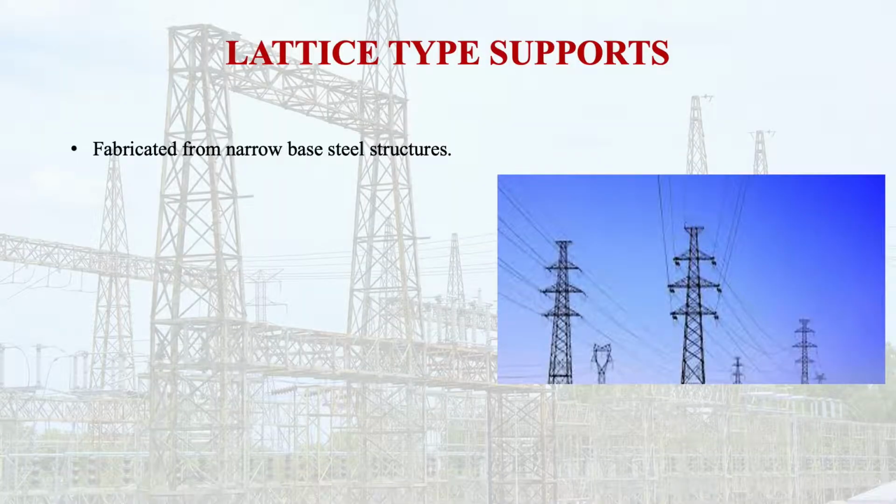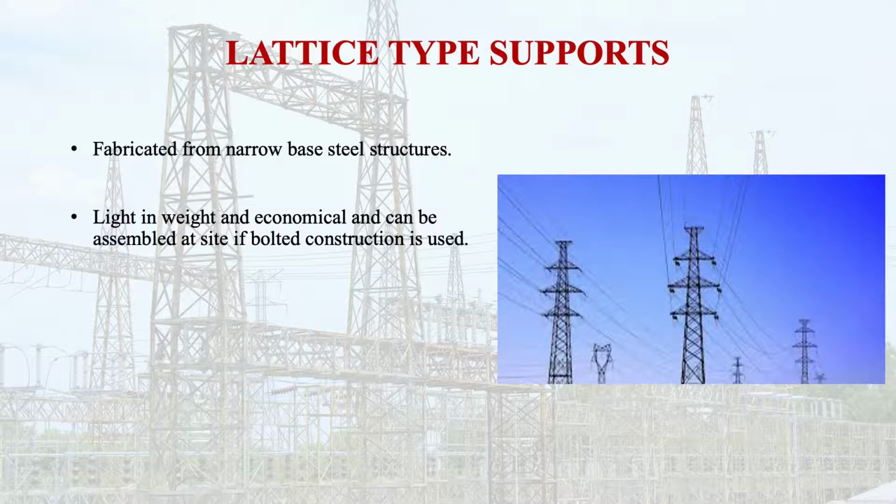Then the other pole is the lattice type support. In very high voltage lines, generally these poles are used. These are fabricated from narrow base steel structure, which means they are lightweight. Because of this they are economical, and they can be assembled at the site if bolted construction is used. Normally both welded and bolted types are used.